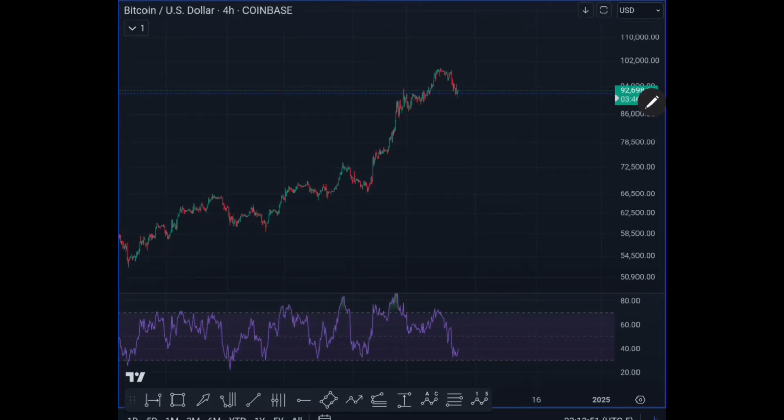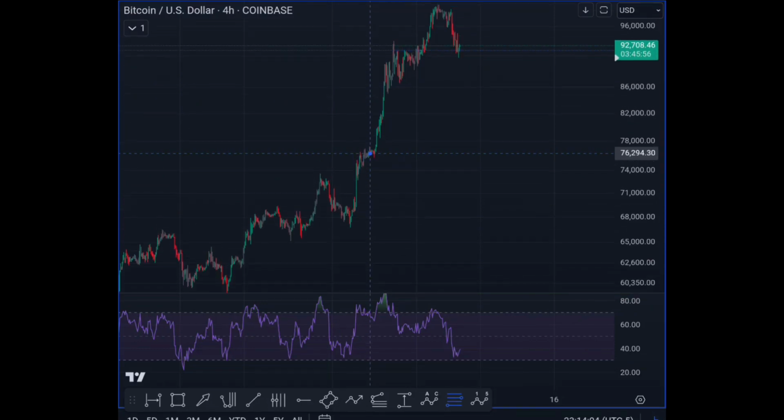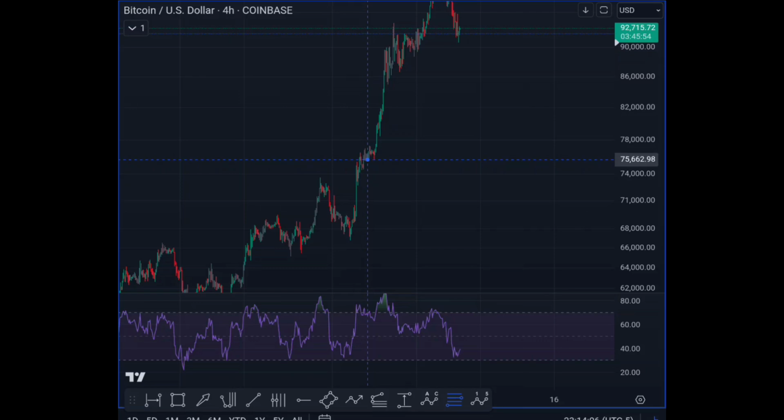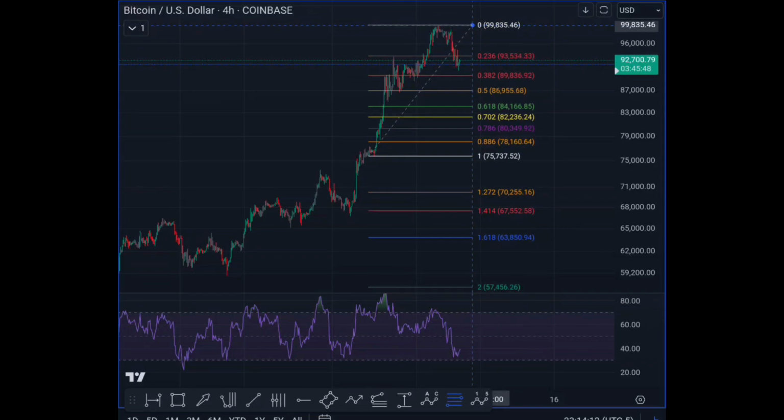Zooming down to the 4-hour chart to get a little more into the nitty gritty, I want to take the fib retracement tool, and let's try to get more precise on this line. This is the start of the impulse, and we want to measure to the current all-time high.